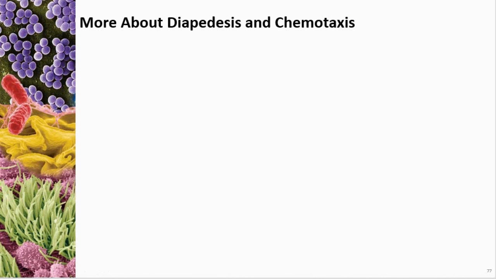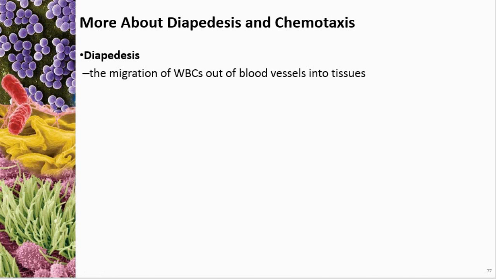Okay, so let's talk some more about diapedesis and chemotaxis. So diapedesis, as I said, is the migration of white blood cells out of the blood vessels. In the video, it showed neutrophils. And what gives these white blood cells the ability to do this is that they can actually move and change their shape. It's said that they move in an amoeboid fashion, which just means similar to how an amoeba moves, which you remember from chapter 1.